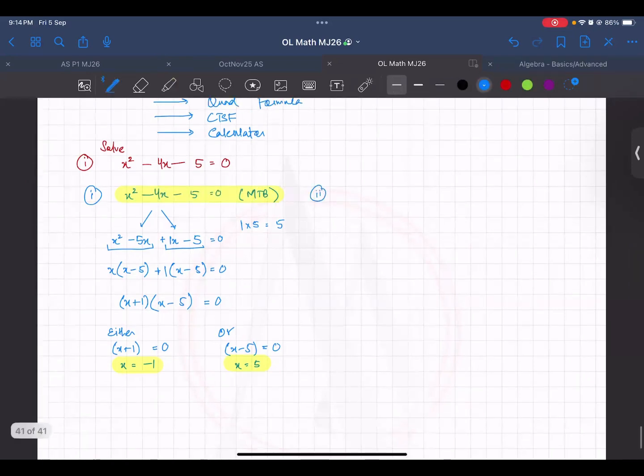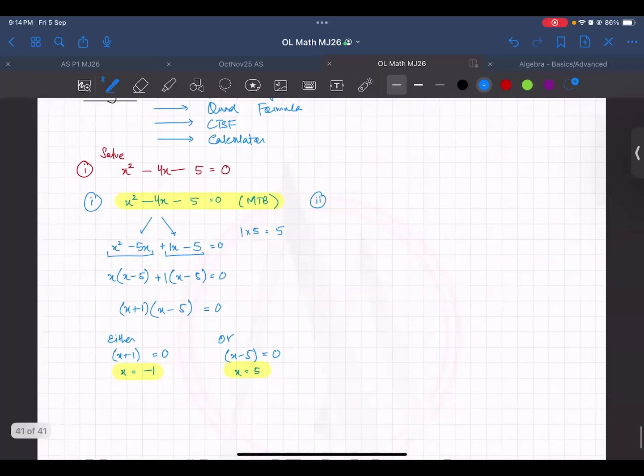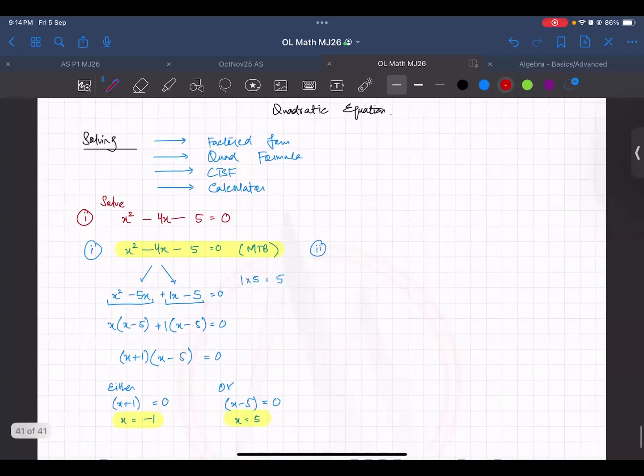Then the second method, quadratic formula. You should learn this as soon as possible, because they ask you one question without a calculator to use this quadratic formula and write it in the exact form. So the quadratic formula is something like this: minus b plus minus under root b square minus 4ac upon 2a.